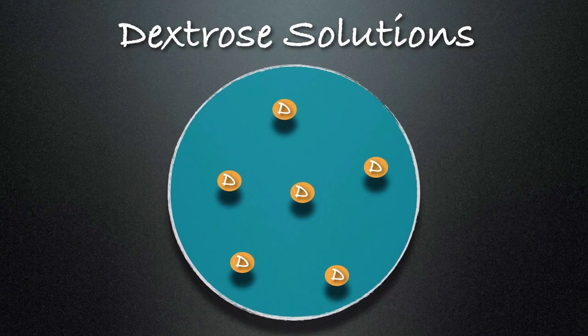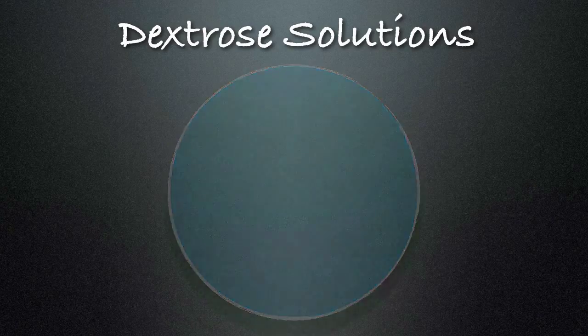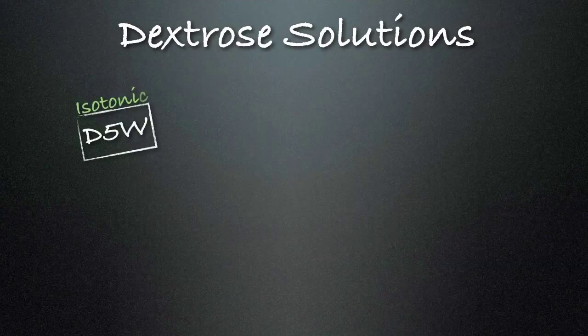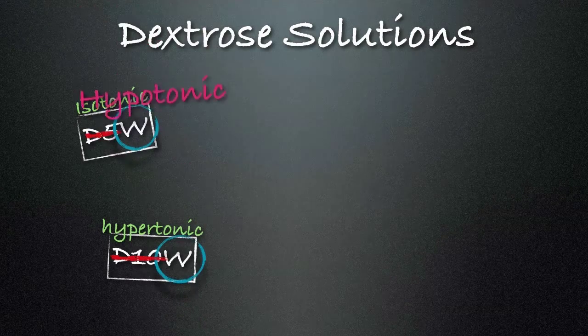Dextrose is a simple sugar, which the body quickly metabolizes and breaks down once it is given. When that happens and the dextrose is metabolized, we are left with a solution of a different tonicity, and the effect of that solution on the body changes. So if we take D5W, which we know is an isotonic solution, and D10W, which we know is a hypertonic solution, once the dextrose is metabolized, we are left with just water, a hypotonic solution.